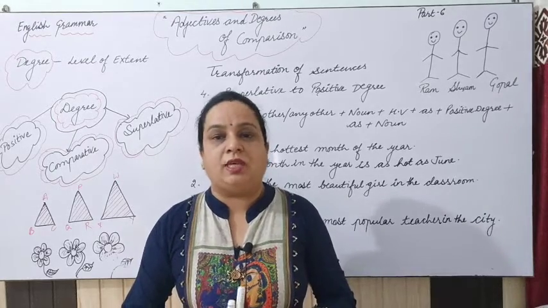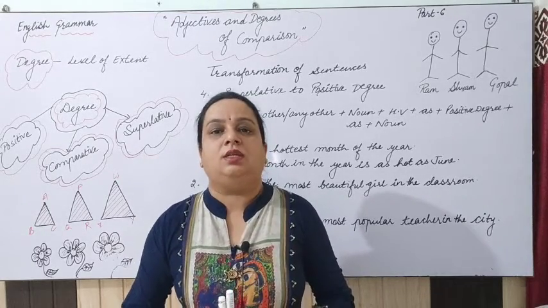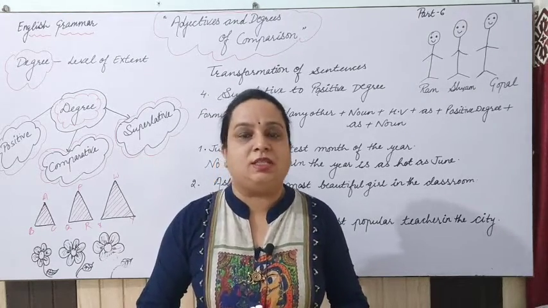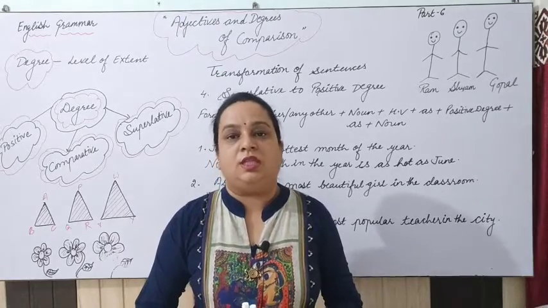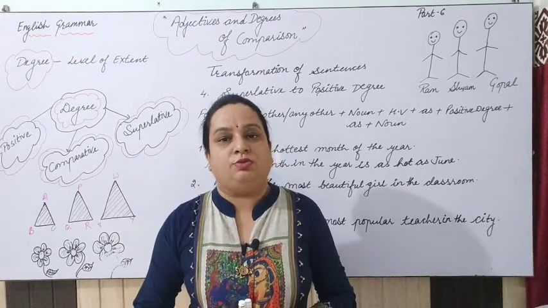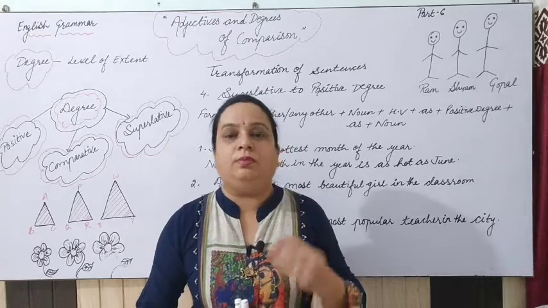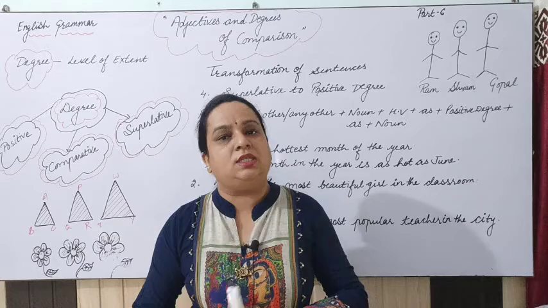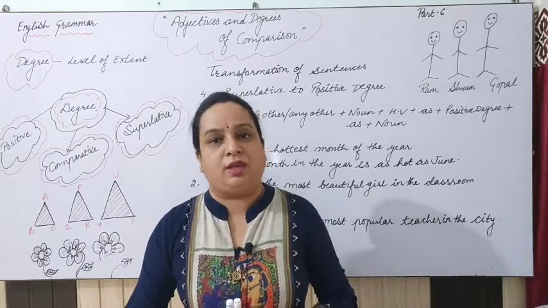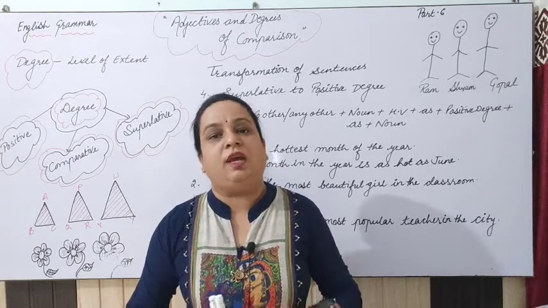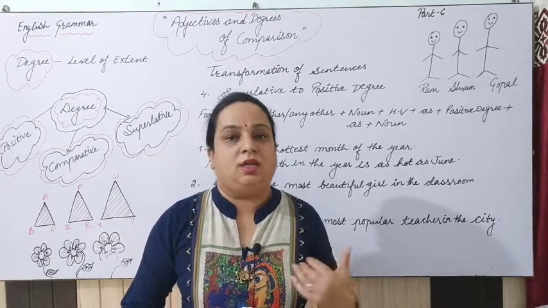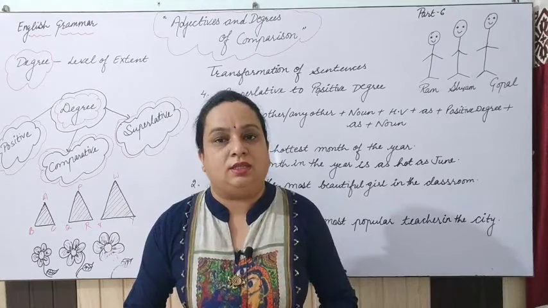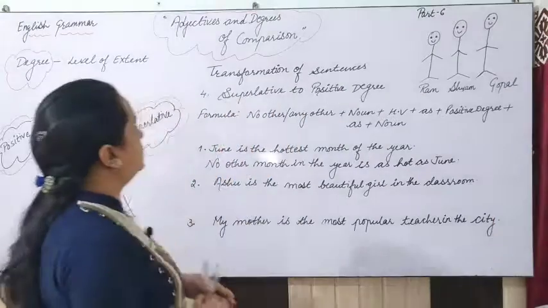So dear kids, as you remember, in part number 4 and part number 5 we started degrees of comparison, where we learnt 3 formulas to transform sentences from positive to superlative, superlative to comparative. So this is rule number 4 we are going to discuss today. In total we have 6 rules, and here we are trying to cover all 6. So dear kids, let's see what this rule number 6 is.